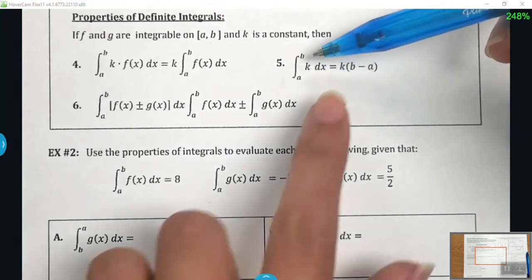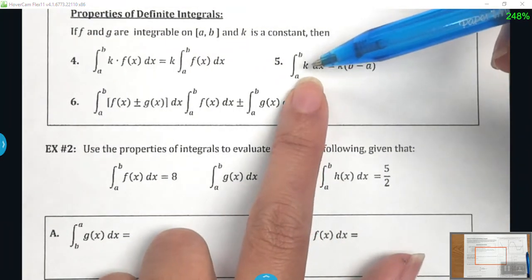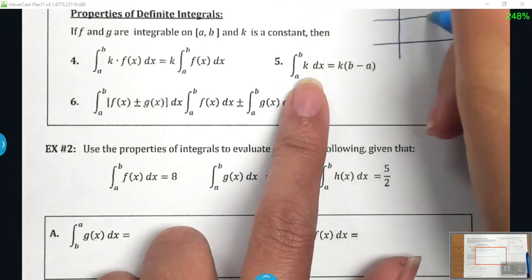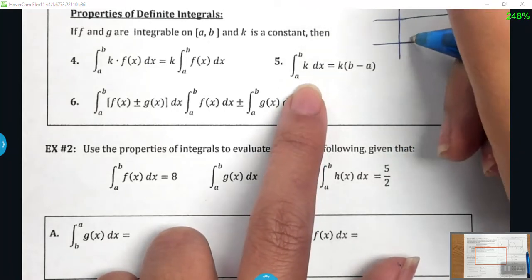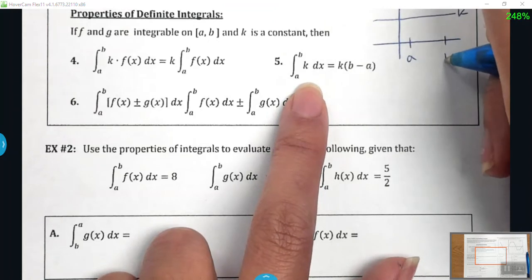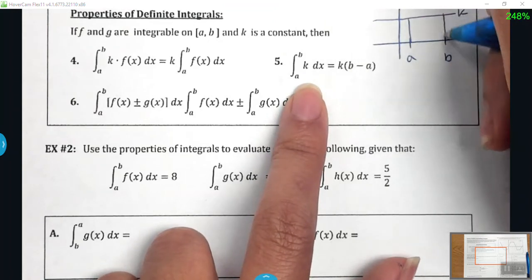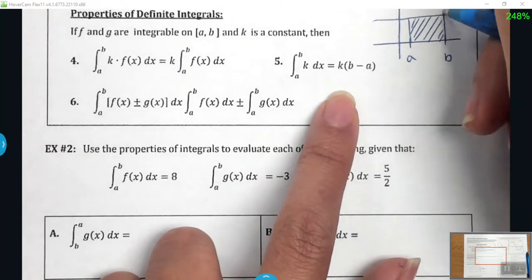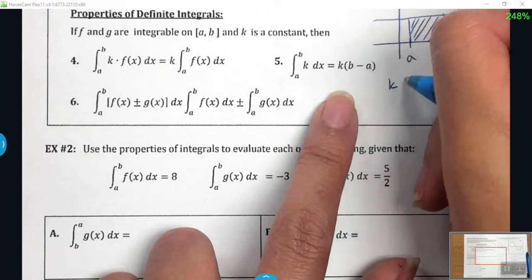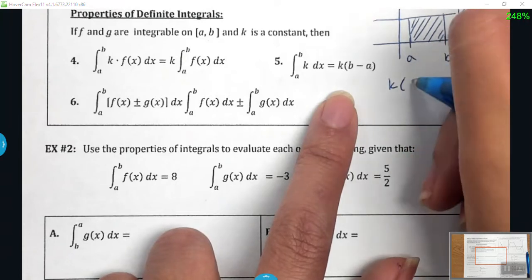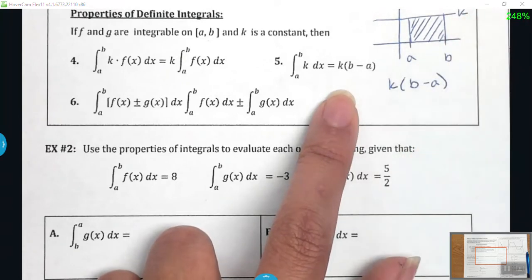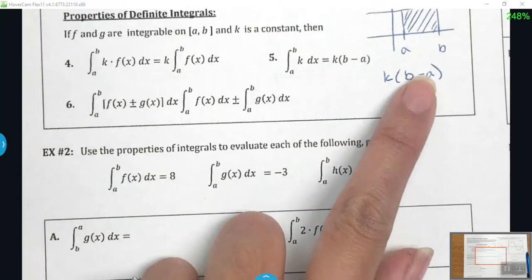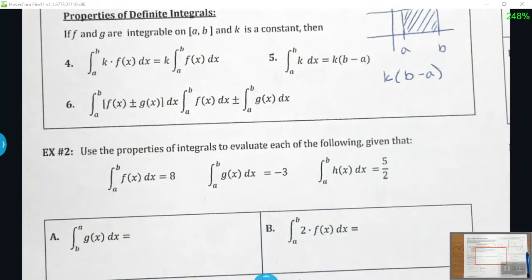And then this one, if you just have a constant k, then it's just the graph of a straight line. So if I want to find the area from a to b, it's just a rectangle. So it will be the height k times the base b minus a. So that's how you integrate a constant. It's just k times the width of the interval. All right?